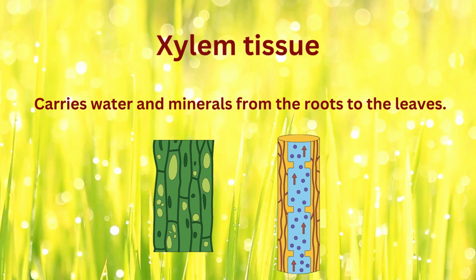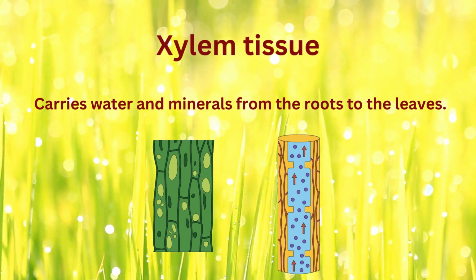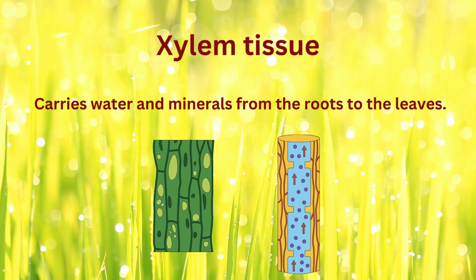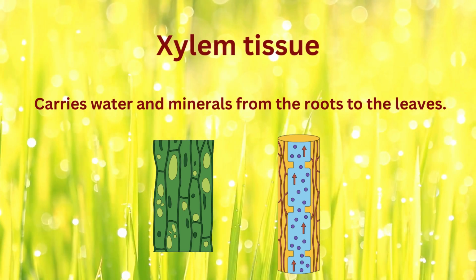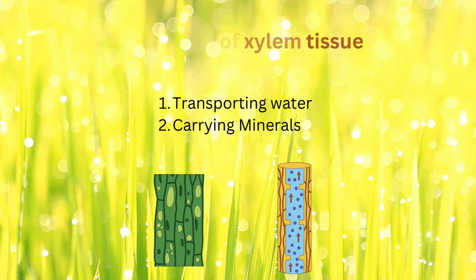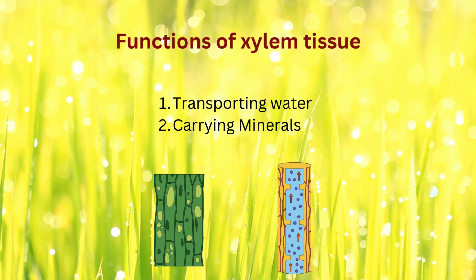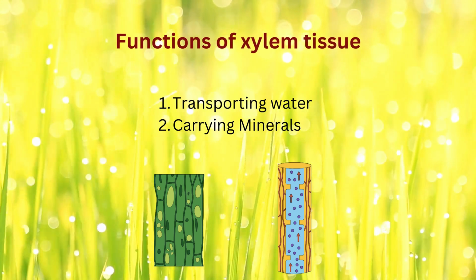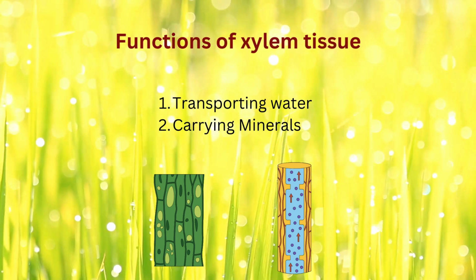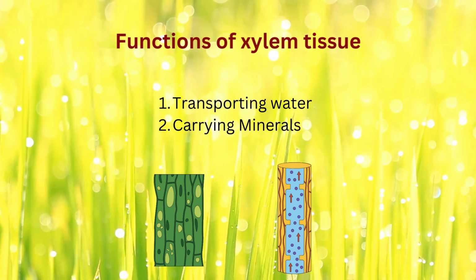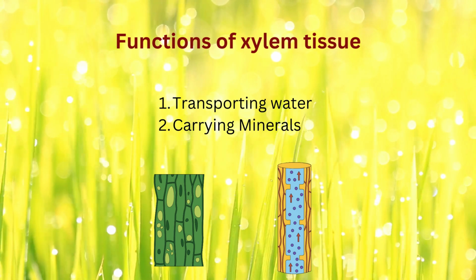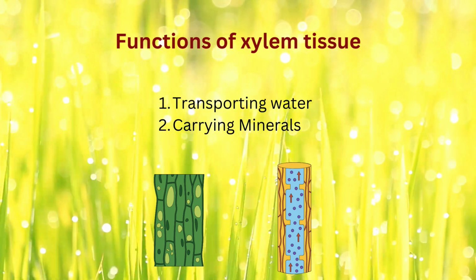Next, a very important plant tissue called xylem tissue. Xylem tissue is a type of plant tissue that carries water and minerals from the roots to the leaves. The xylem tissue performs two main functions: transporting water from the roots to the leaves, helping the plant stay hydrated, and carrying minerals from the soil to the rest of the plant.